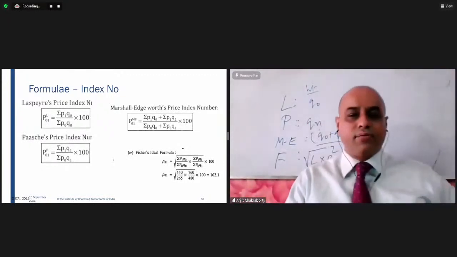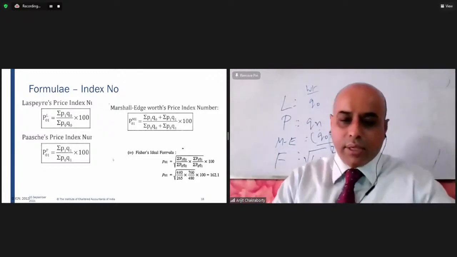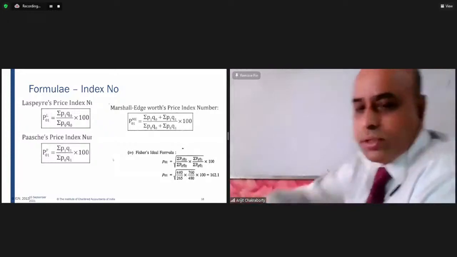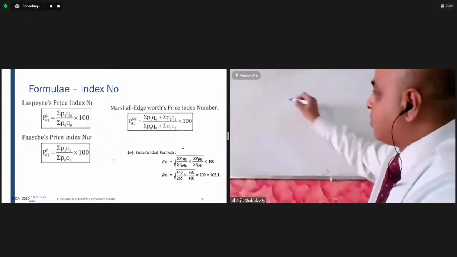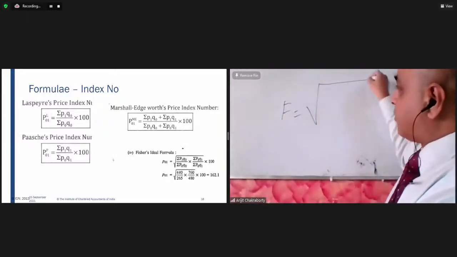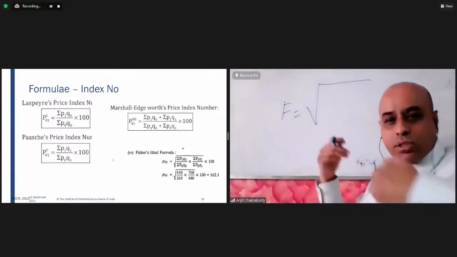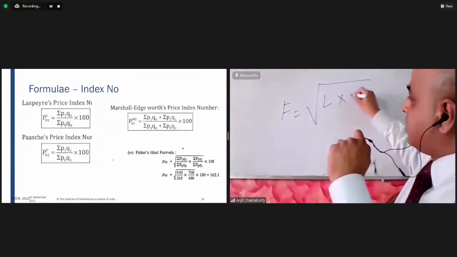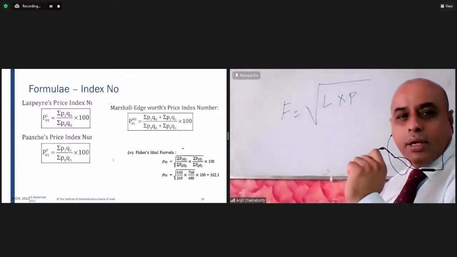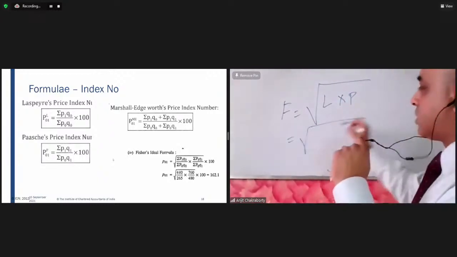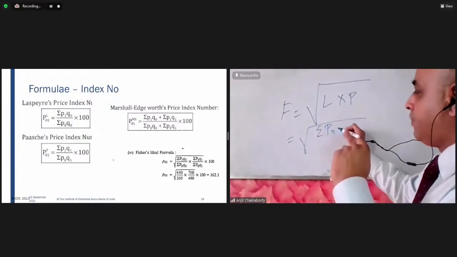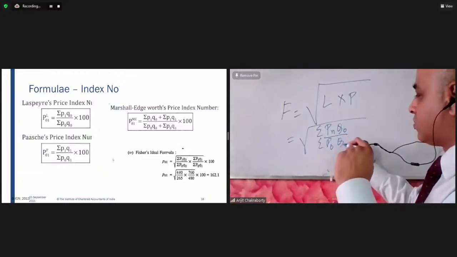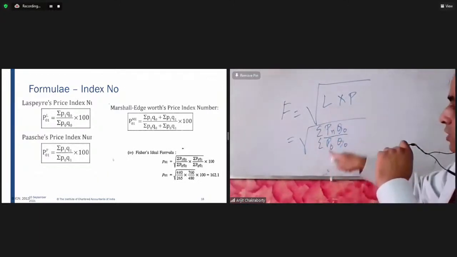Now Fisher's ideal formula is a geometric mean. Since questions come on Fisher's ideal formula, note that it is nothing but the square root we get if we multiply the last period index into the past year's index. Now, the last period index we know is sigma Pn Q0 divided by sigma P0 Q0. This is the last period index.